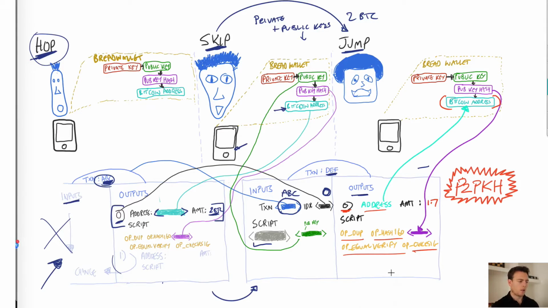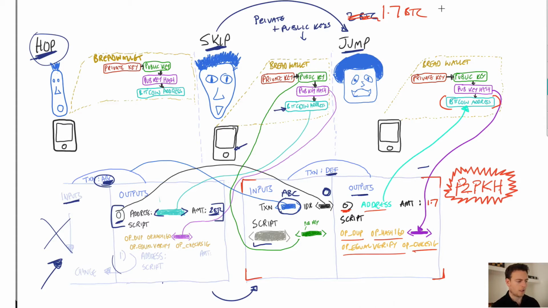So at this point, Skip's Bread Wallet has created this pay to public key hash transaction, right? And it's a document, like a digital document. It has the input listed, in this case only one input, and it has the outputs listed. I suppose it's worth mentioning, in this particular case, this transaction input was referring to 2 bitcoins, and Skip paid Jump 1.7 bitcoins.